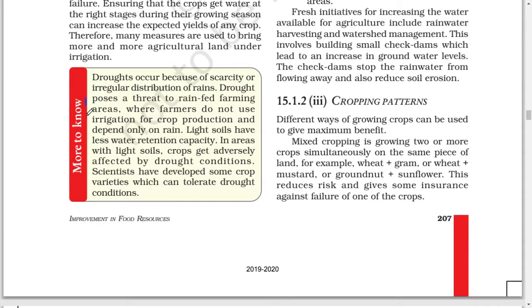More to know. Droughts occur because of scarcity or irregular distribution of rain. Drought poses a threat to rain-fed farming areas where farmers do not use irrigation for crop production and depend only on rain. Light soils have less water retention capacity. In areas with light soil, crops get adversely affected by drought conditions. Scientists have developed some crop varieties which can tolerate drought conditions.